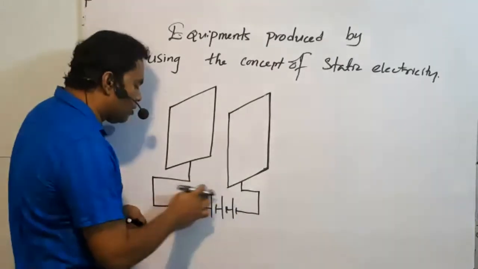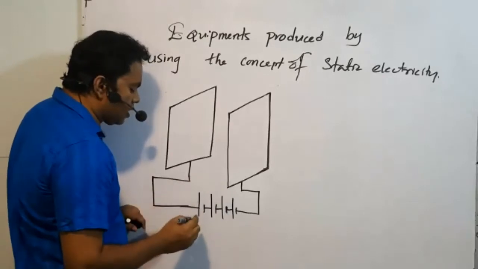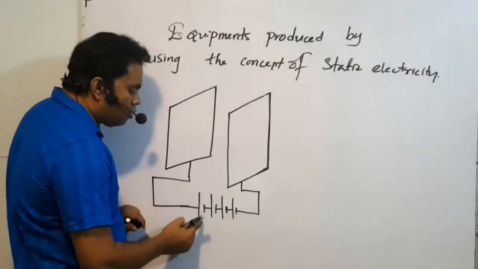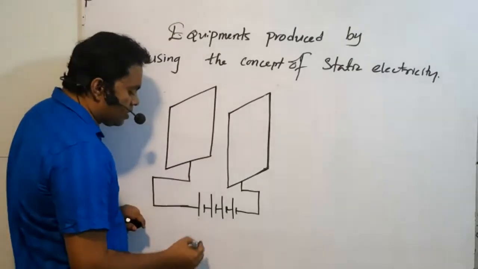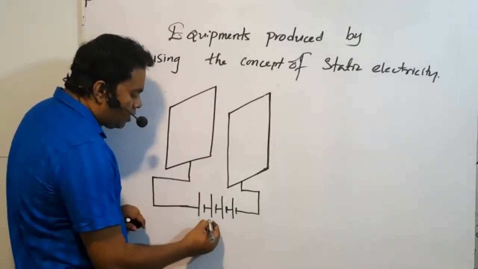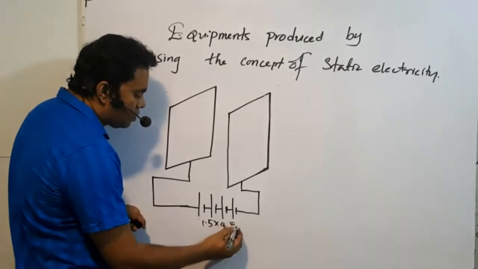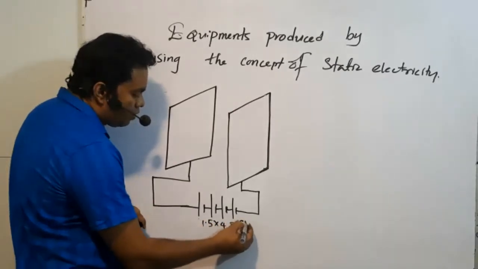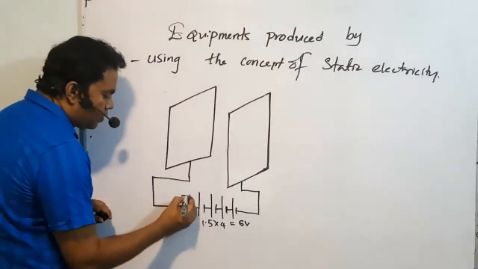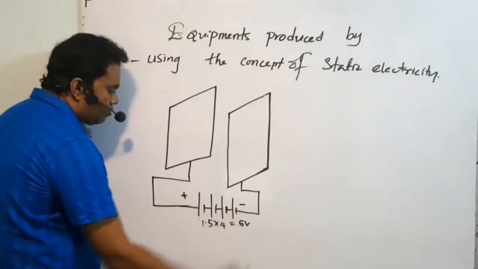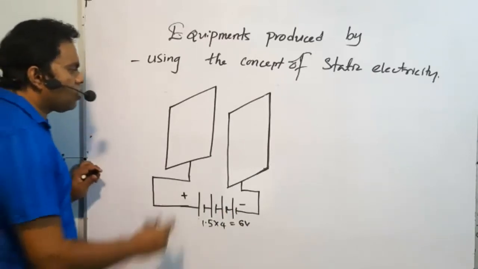The voltage of one cell is 1.5. How many 1.5 cells here? Four cells exist. 1.5 times four. What's the answer? 6 volt. Okay. So this is positive and this is negative. So what happens?